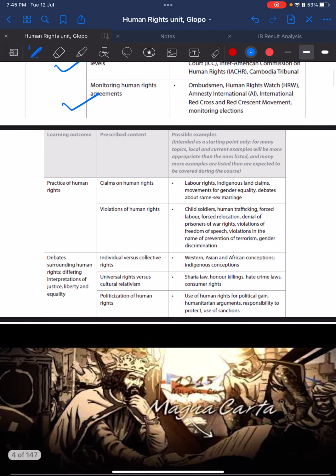Then the third final topic covers practice of human rights. In this, you have claims on human rights where you cover a number of case studies, for example labor rights, indigenous land claims, movement for gender equality, debates about same-sex marriage, but not limited to only these. You can cover many more human rights. Another thing is violation of human rights, in the form of child soldiers, human trafficking, forced labor, relocation. Okay, so all these are examples.